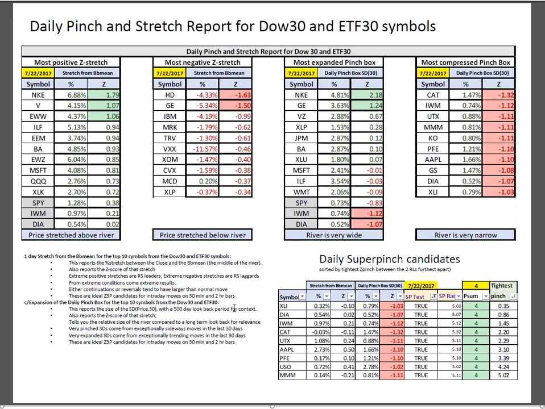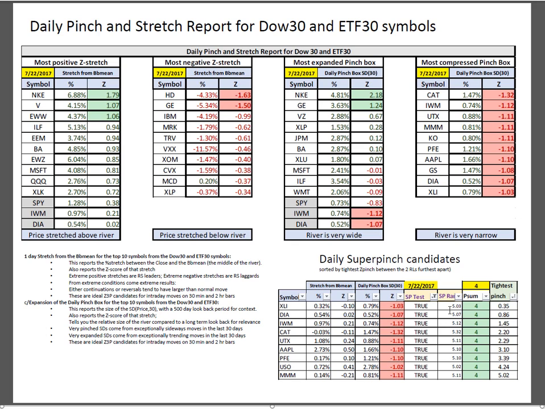What I now want to show you on a newest form of our report, this is some 10 days after that last example, is that we've now added the daily super pinch candidates now that we've completed the development of that database. So these are those candidates out of the Dow 30 and the ETF 30 where the z-score of the daily pinch box is pinched. So these are all in the z-scores less than -1. That's going to be like these, the most compressed pinch boxes.